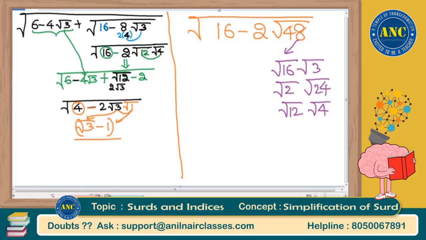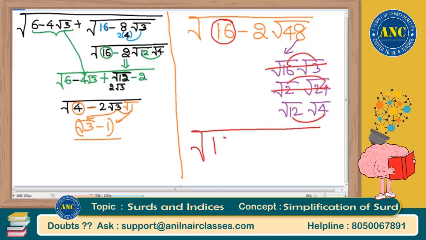I should pick up that term which, when I add, I should get this constant 16. 16 plus 3 is not 16. So this is not the case. 2 plus 24 is not 16. It is not the case. 12 plus 4 is 16. That means I will write this as square root of 16 minus 2 into root 12 into root 4.